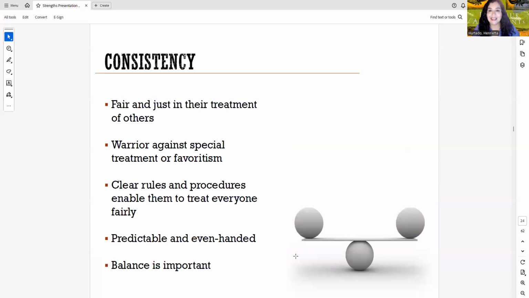Consistency. If consistency is one of your themes, you are someone that is fair and just in the treatment of others. You are a warrior against special treatment or favoritism. You practice clear rules and procedures, enabling you to treat everyone fairly. You are predictable and even-handed, and balance is important to you.